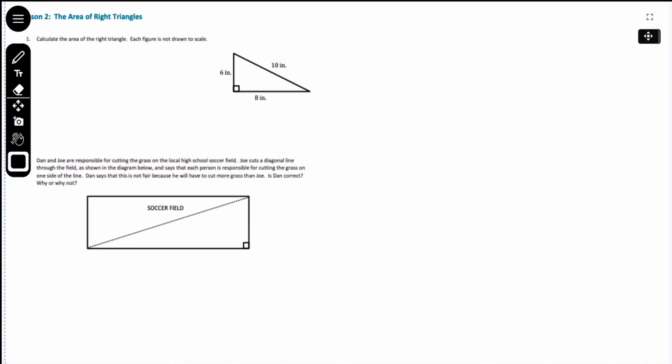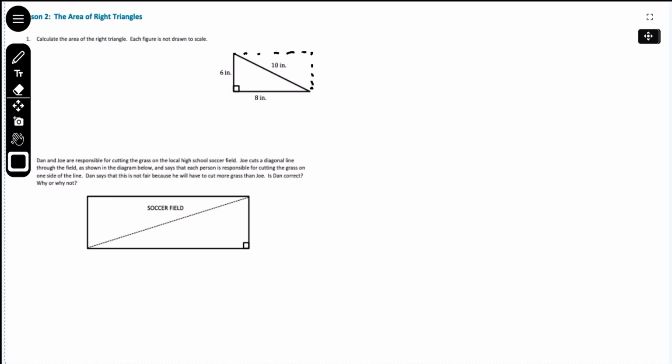Hi, this is Math 6, Module 5, Lesson 2, and we're talking about the area of right triangles. I still want you to think about the area of a right triangle in terms of a rectangle. If we were to make another triangle on top of this, we would have a full rectangle. The area of each triangle would be the exact same, because we've split it in half diagonally.